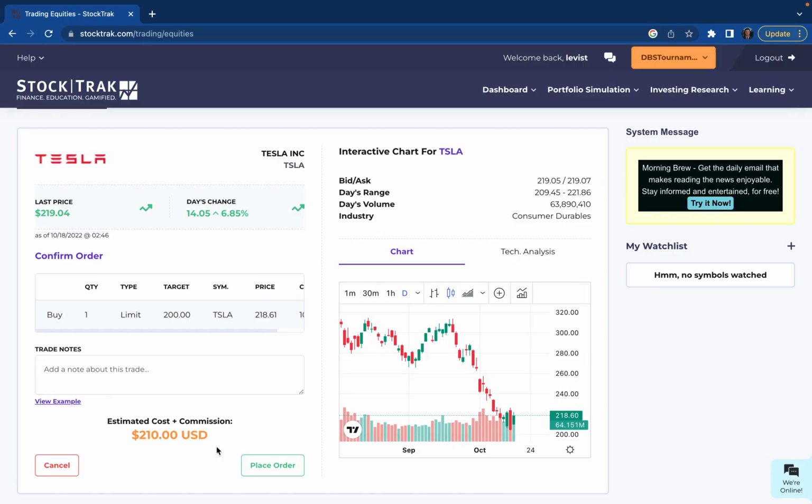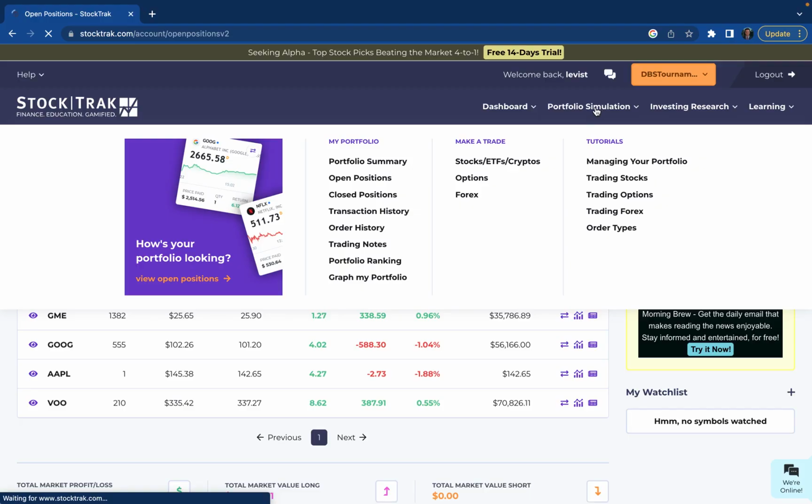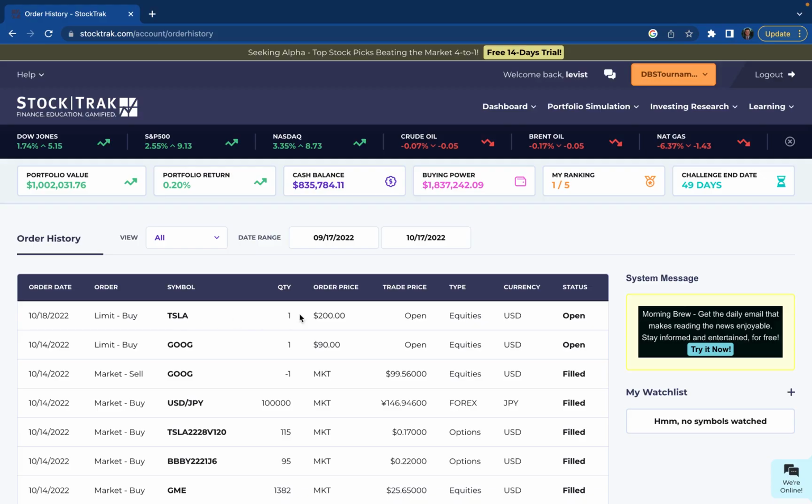We'll review this order for Tesla at a limit price of $200, and then we'll place the order. You can see orders that have been placed but not executed yet under the Portfolio Simulation tab in Order History. You can see our order for one share of Tesla at the price of $200 is still open. That's how to use a limit buy order to make sure you can buy stocks at exactly your target price.